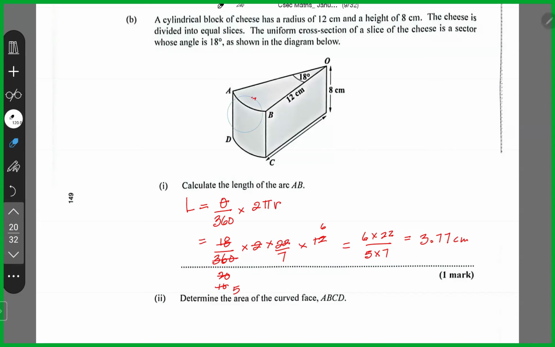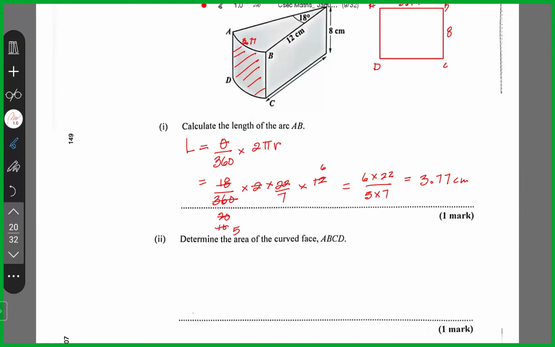Part II says determine the area of the curved surface ABCD. So that is the curved surface. Sorry, the curved surface ABCD, that would be this curved surface here. To calculate the area of that curved surface, you'd have to be aware that if you flatten out that curved surface, it becomes a rectangle, where the width here is 3.77 and the length would be 8, and this would be ABCD.